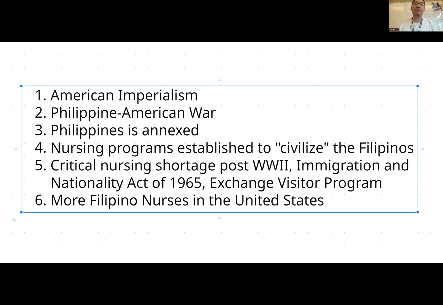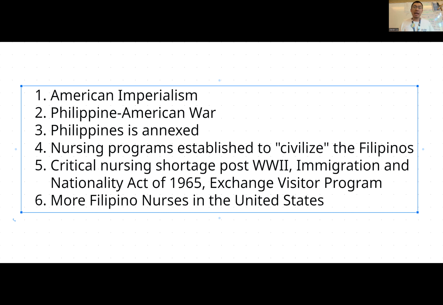This then leads to the 4th step. The 4th step is that there are nursing programs established in the Philippines to civilize, quote unquote, right? Civilize these Filipino savages, right? The Americans want to sort of educate the Filipinos, make them learn their American ways, not only through nursing, right, through establishing nursing schools, but establishing medical practices that mirror what Americans would do in the United States, right? So nursing programs get established, and now nurses are being trained in American ways of medicine.